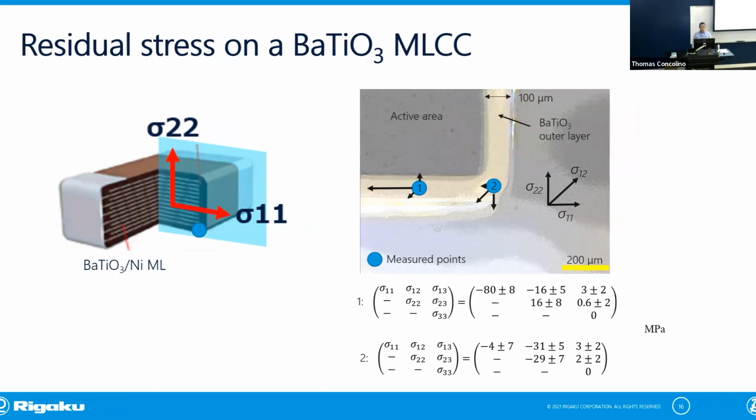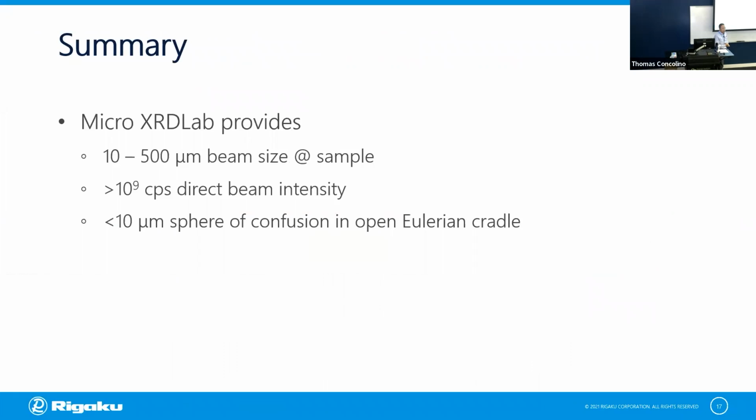So yeah, this is what we found. Let me conclude my presentation for today. I discussed the micro XRD lab, which provides a beam size between 10 micrometers and up to 500 micrometers at the sample position.